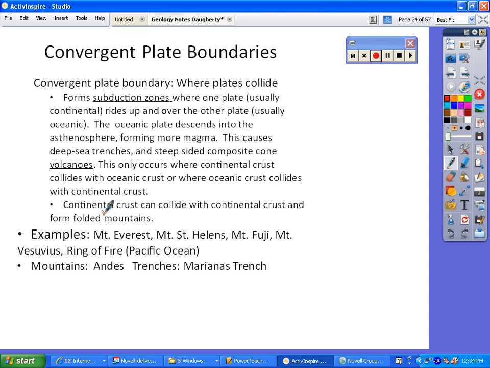So, if continental collides with continental, we form folded mountains. And again, we'll look at those. Some really good examples of those are the Andes, also the Himalayas, I think is what I have pictures of. Example of a really famous trench is Marianas Trench. And some examples of some of these steep-sided composite cone volcanoes that we just mentioned are Mount Everest, Mount St. Helens, Mount Fuji, Mount Vesuvius, and the Ring of Fire is just a really good example of convergence anyways.